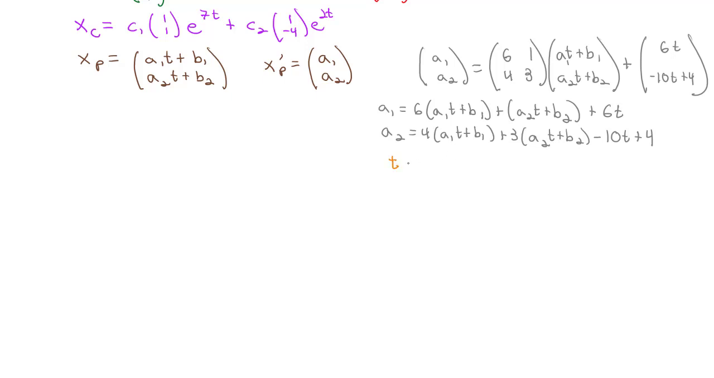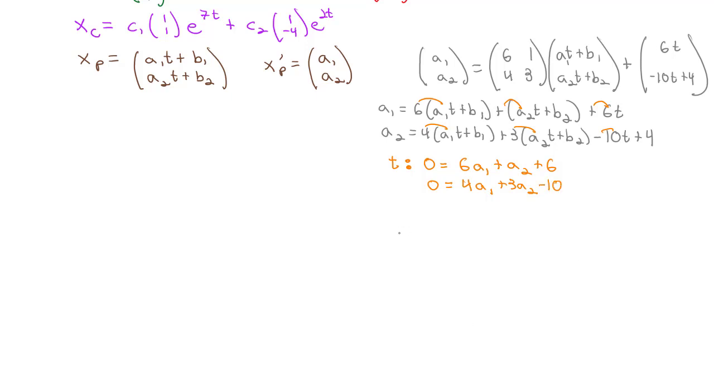First, we're going to look at an equation for the t's. From the first equation, there are 0 t's on the left. When I distribute, we'll get 6 a1t's. We'll get an a2t. And we'll get a 6t. In the second equation, we've got 0 on the left, then 4 a1s on the t's, 3 a2s on the t's, and negative 10 t's.